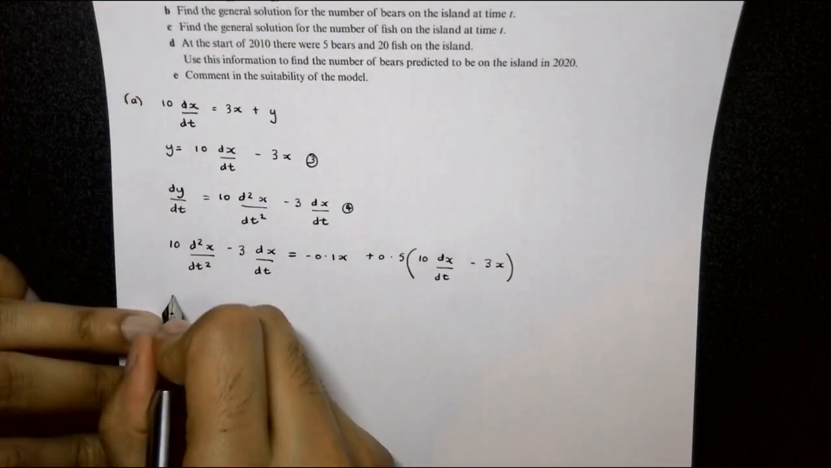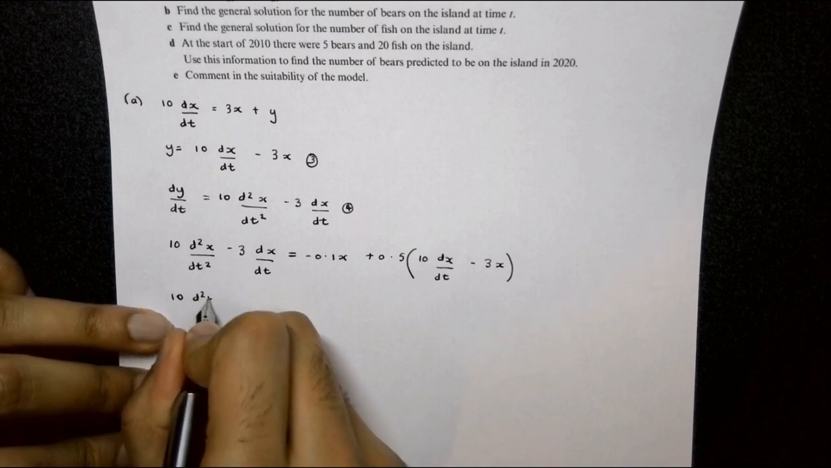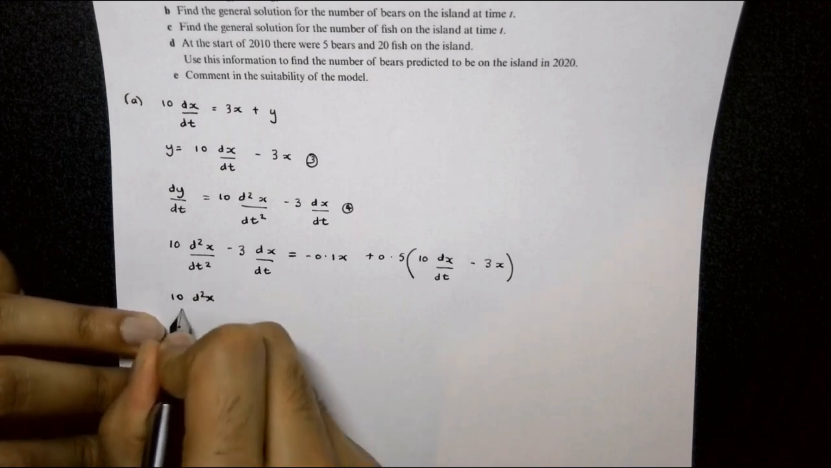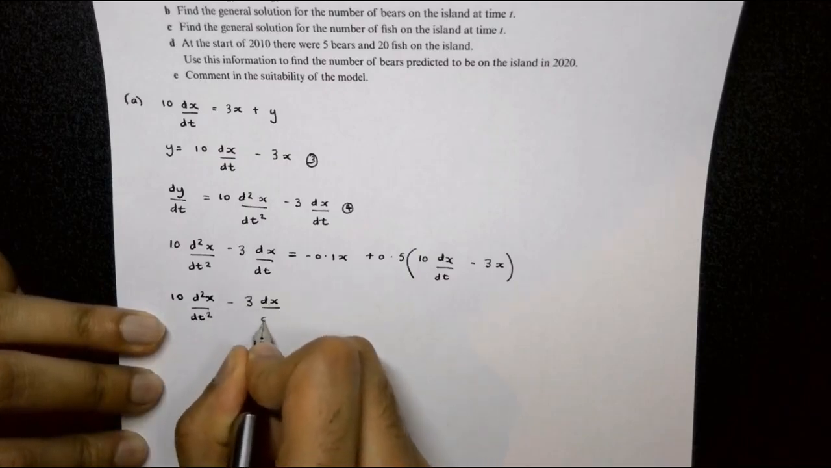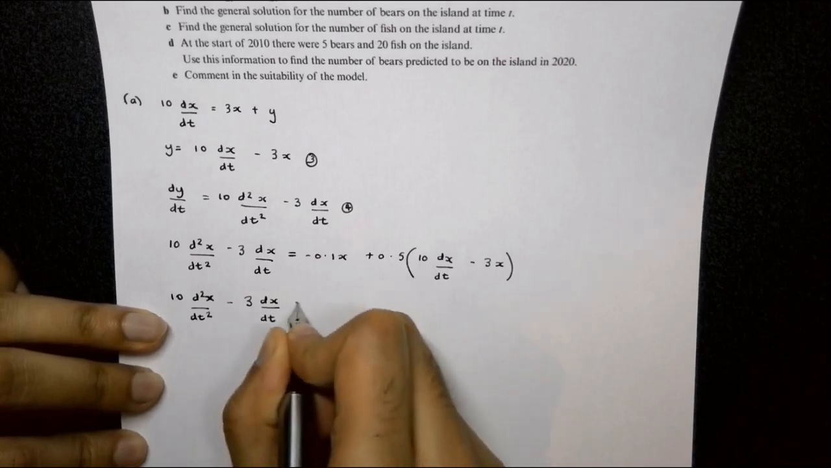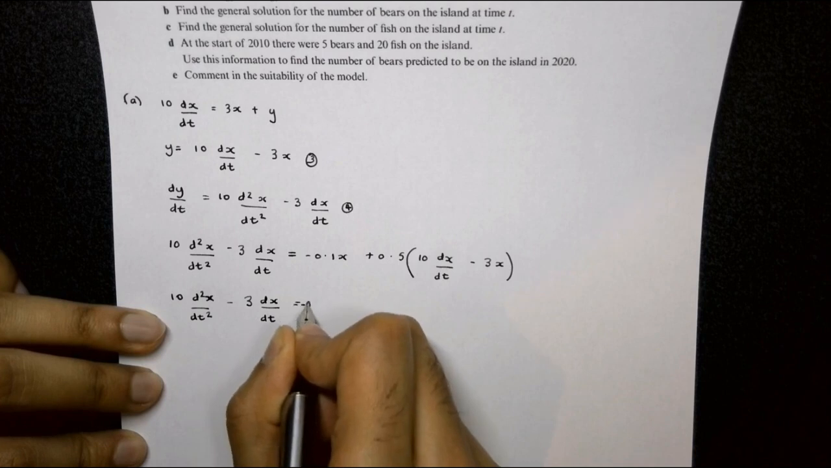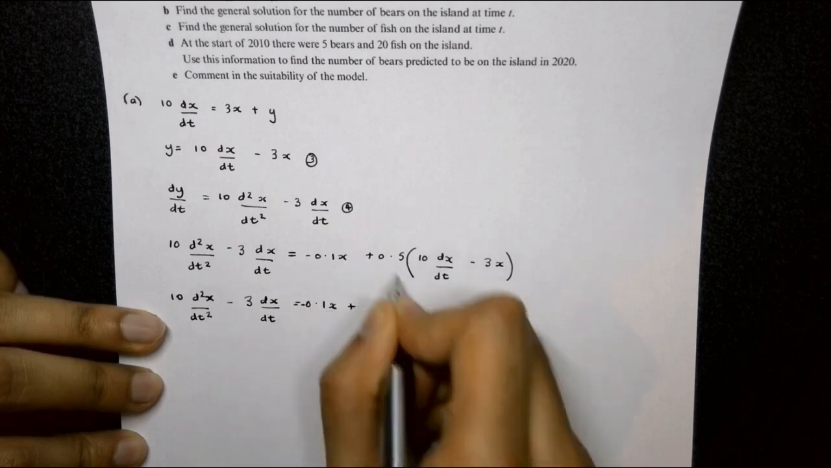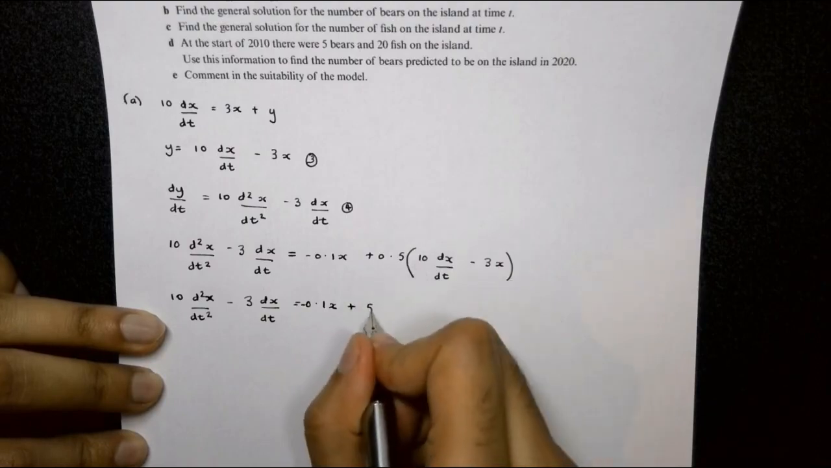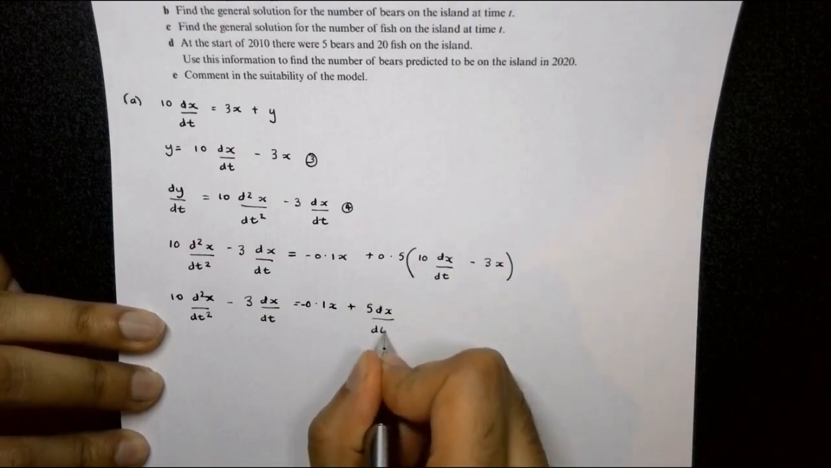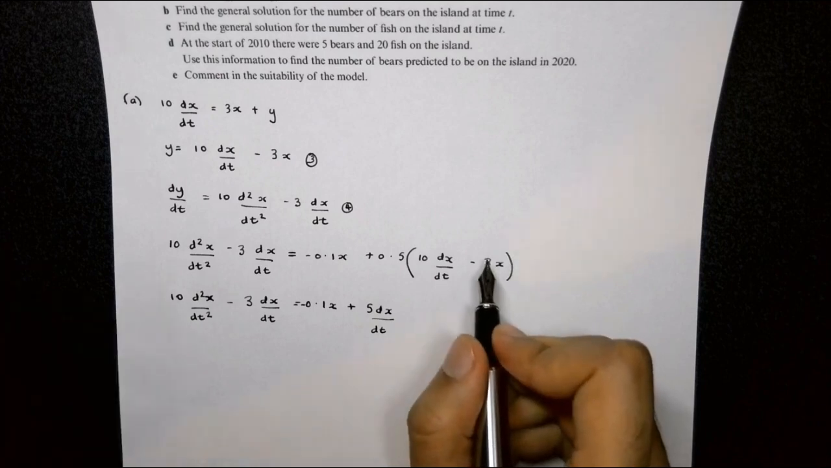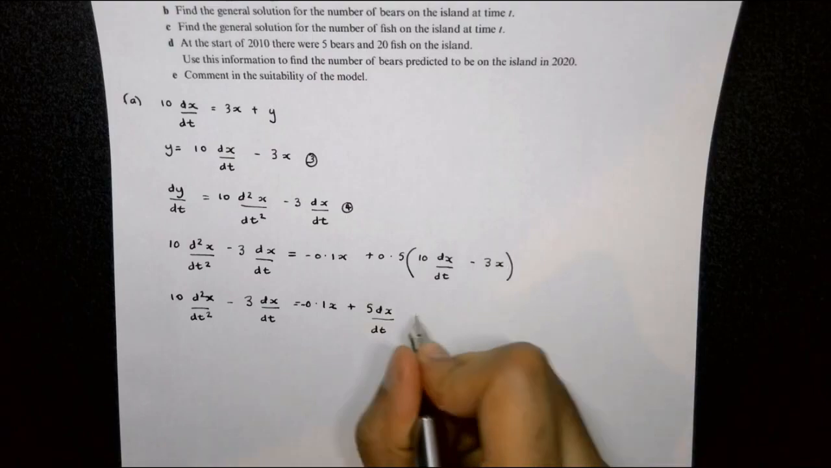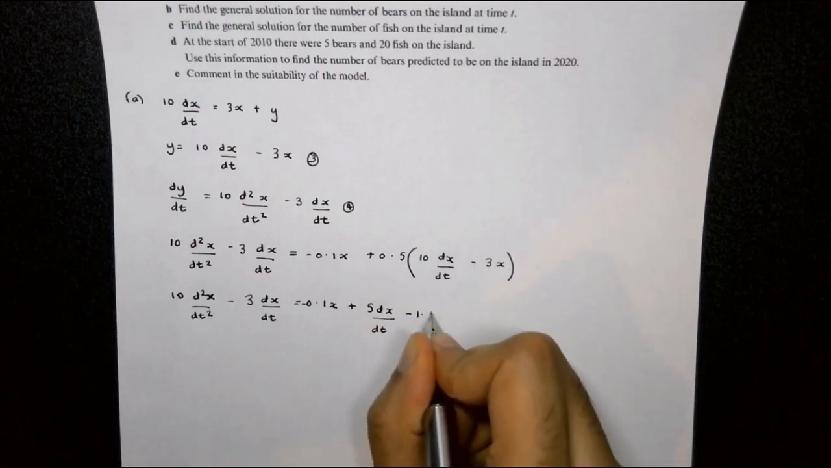So we've got 10 d squared x over dt squared minus 3 times dx over dt equals minus 0.1x. Now 0.5 times 10, that's 5, so we've got 5 dx over dt, and 0.5 times 3, that's 1.5. So here we have minus 1.5x.